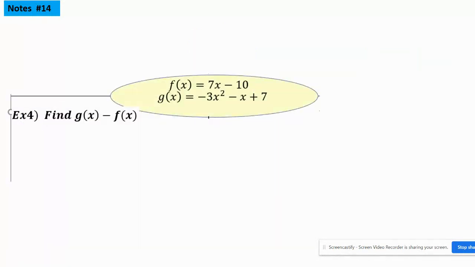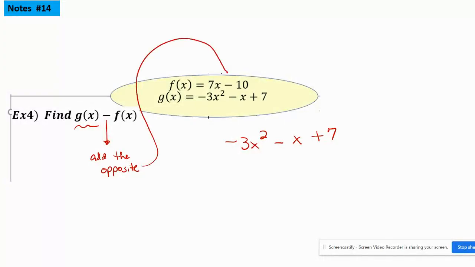So example 4 is another subtraction. So I'm going to write down the g of x function first. So negative 3x squared minus x plus 7. Now I have to, for the subtract, add the opposites. So I have up here I have positive 7x, so it's going to be negative 7x. So you have to add the opposite.